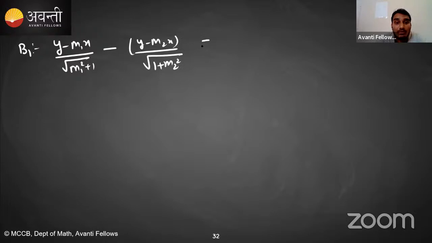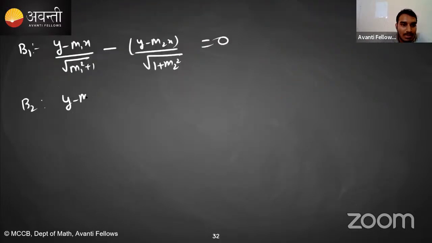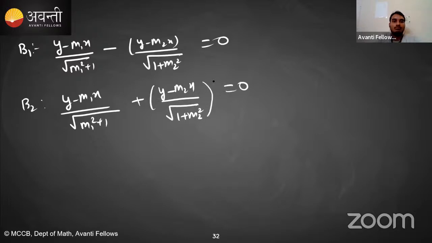This is B1 equal to 0. What is B2? Again, take everything on the right-hand side to the left-hand side first. So (y − m1x)/√(m1² + 1) + (y − m2x)/√(1 + m2²) = 0. Is this clear? This is the equation of B1, this is the equation of B2. Now if I ask you the combined equation of B1, B2.